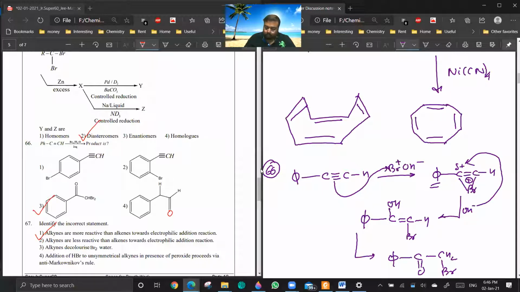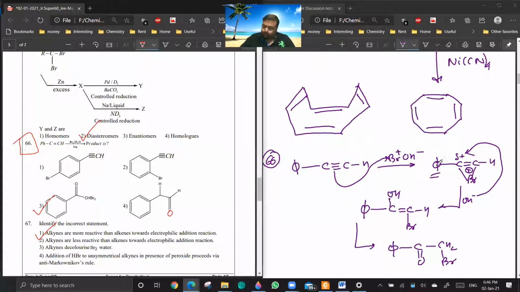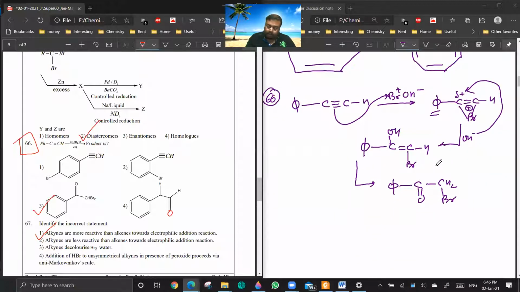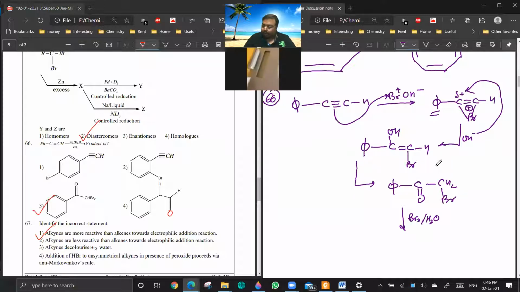So the answer should be none of these. But they are saying that, okay, they are using two equivalents. So after this, you see HBr addition, Br2/H2O. Okay, this will be giving actually what you call as alpha halogenation of ketones.